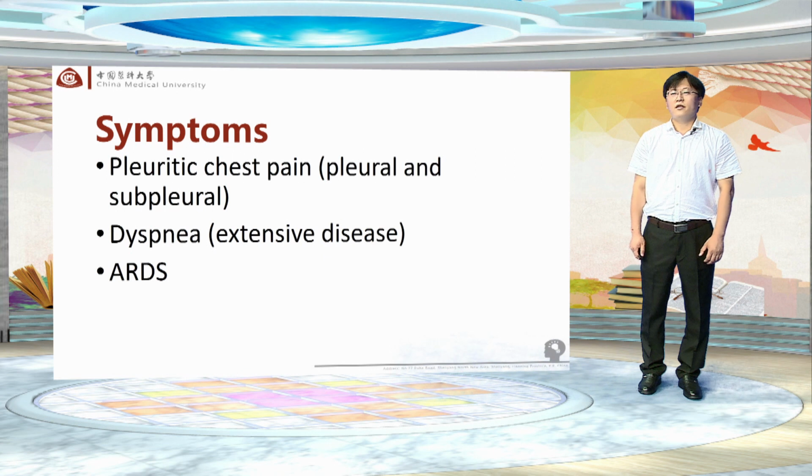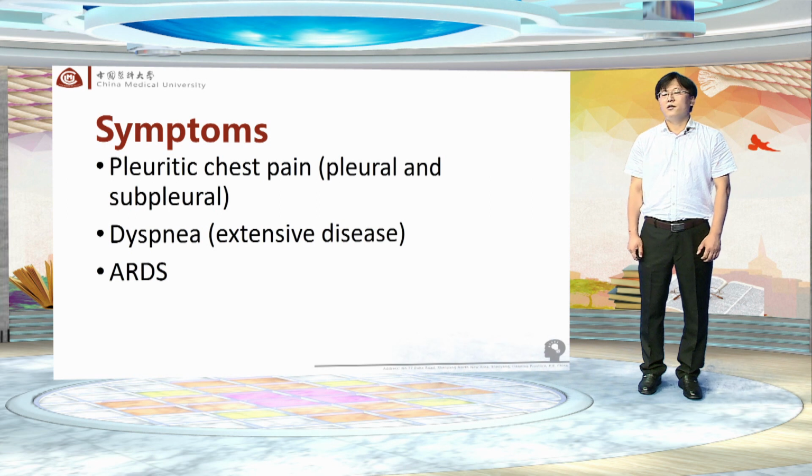Some patients, if they have pleural or subpleural involvement, may have pleuritic chest pain. If the disease is rather extensive, the patient may have dyspnea. The most severe type of tuberculosis may have symptoms like ARDS.